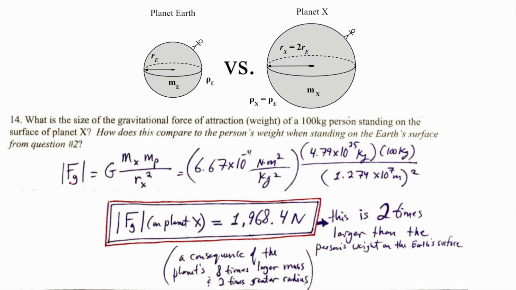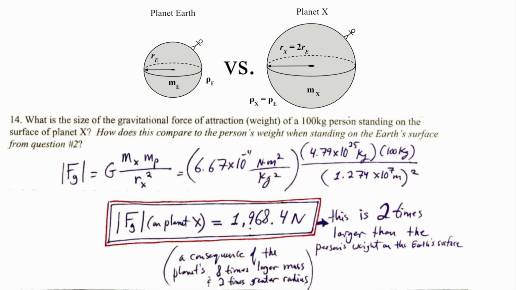The gravitational attraction between any two objects is big G times the mass of one object, that's the mass of planet X, times the mass of the other object, that's the person's mass. Remember, we've got a mass of 100 kilograms for the person, divided by their separation distance squared, which is the radius of planet X, basically the center of the person to the center of the planet, which is double the Earth's radius, which is 1.274 times 10 to the 7th meters. So plugging in all those values that we found using calculations in number 12 and number 13, we get that the gravitational force of attraction on that person on planet X is almost 2,000 newtons.